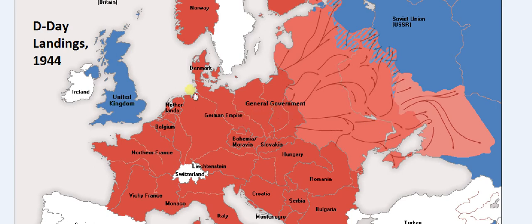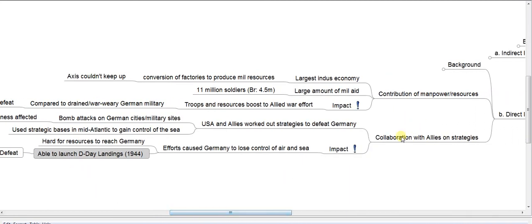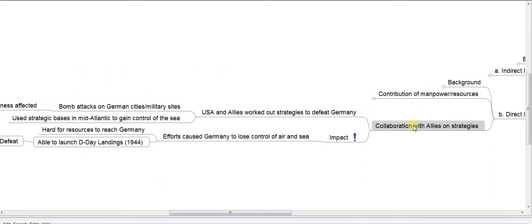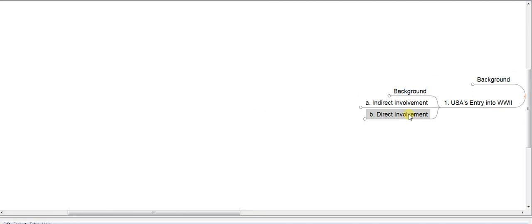So this was the result of the D-Day landings in 1944, which was made possible only because the Allies had control of the sea and of the air, which allowed them to successfully land their troops in Normandy. And this eventually led to German defeat. So be very familiar with indirect involvement, essentially before 1940, before Pearl Harbor, and direct involvement after Pearl Harbor, after Hitler had to declare war on the USA.